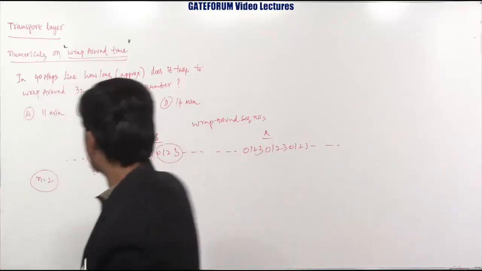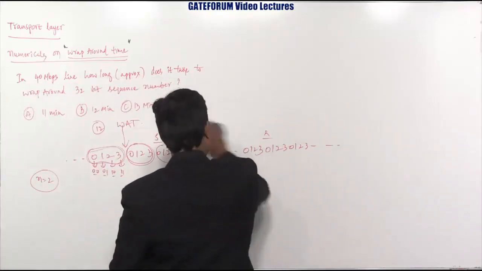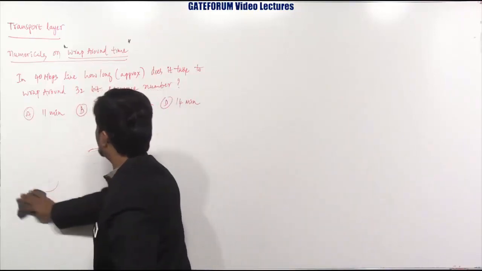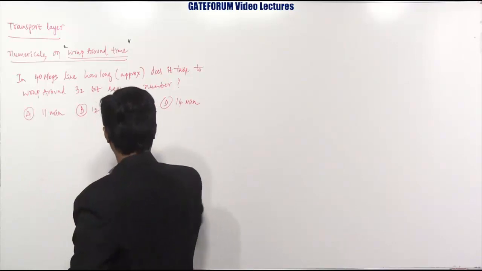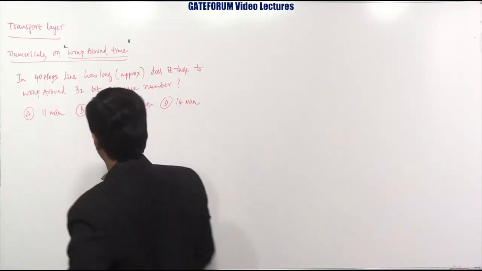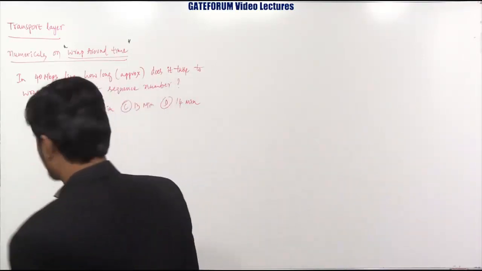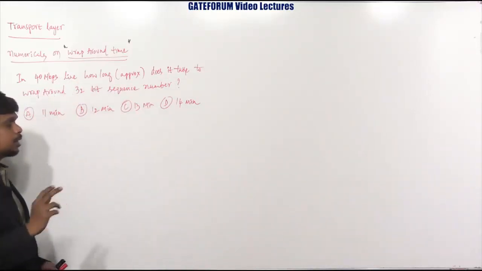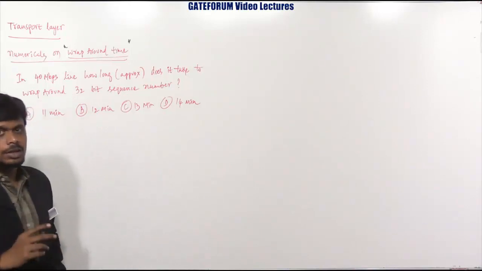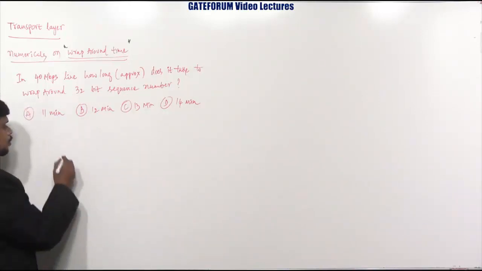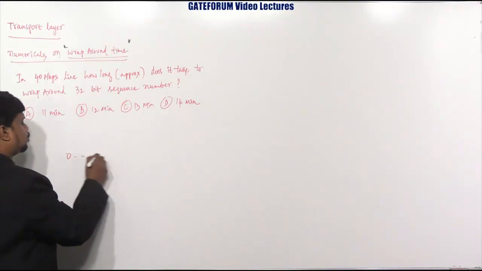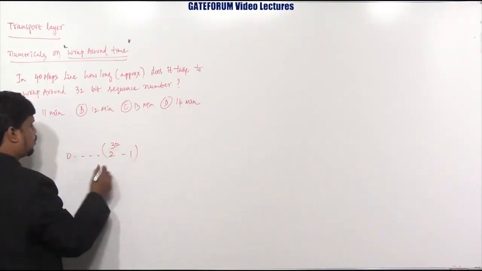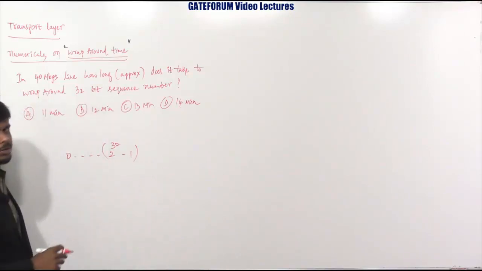So for that, let's consider a small numeric here. The numeric statement is: in a 40 Mbps line, how long approximately does it take to wrap around a 32-bit sequence number? How many bits are we using in the sequence number field? 32 bits. So with a 32-bit frame sequence number, we can have 0 to 2 power 32 minus 1.